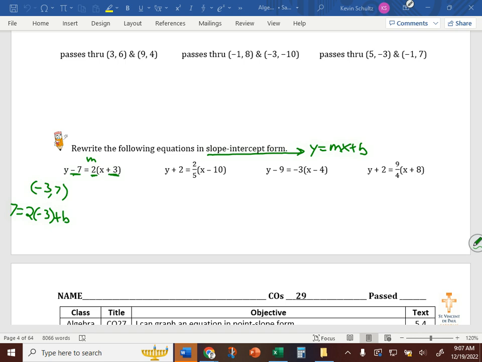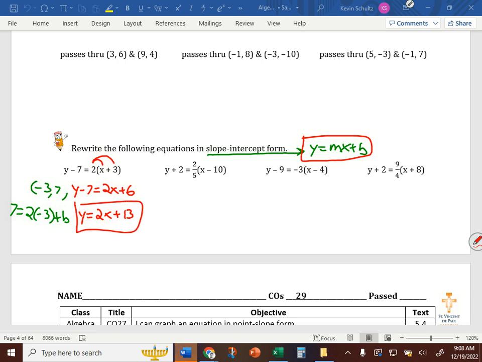The other method, okay, is remember, slope-intercept form is simply, folks, y by itself. And so the other method would be to distribute the 2 into your parentheses to get y minus 7 equals 2x plus 6. And what do we need to do to get y by itself? Add 7 to both sides. So that 6 becomes a 13, and there's your answer in slope-intercept form.